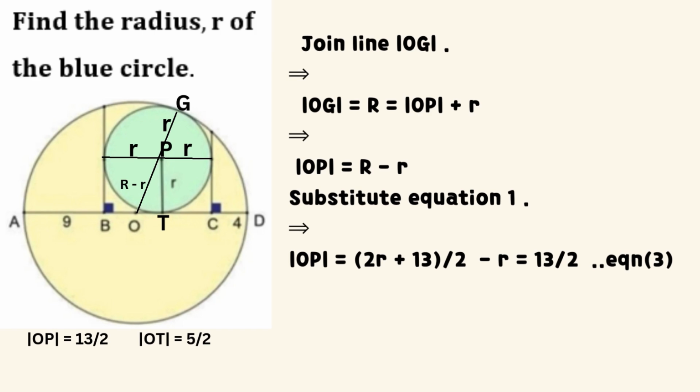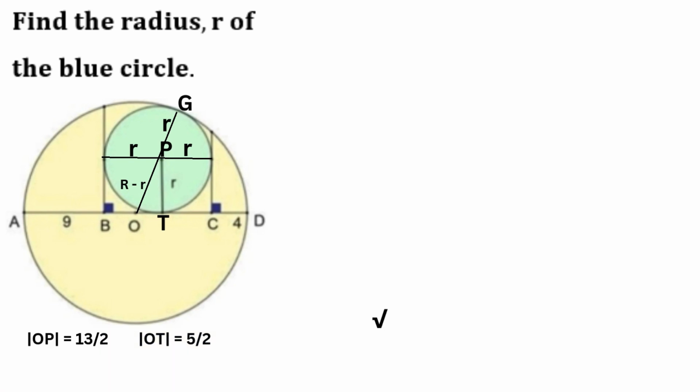Substitute equation 1. We obtain that line OP equals half the sum of 2 times small r and 13, minus small r, which equals half of 13. We call it equation 3.